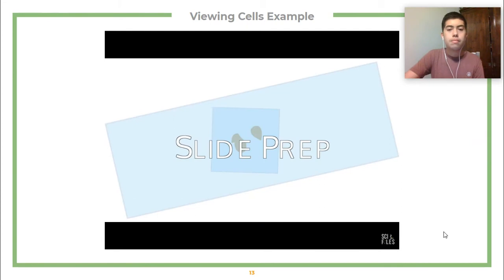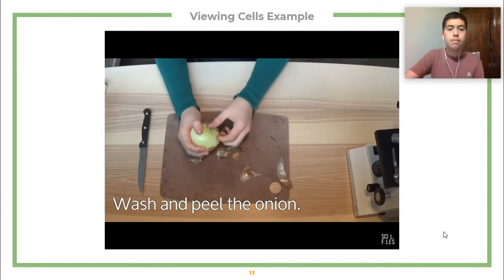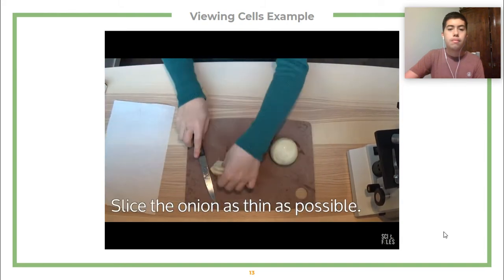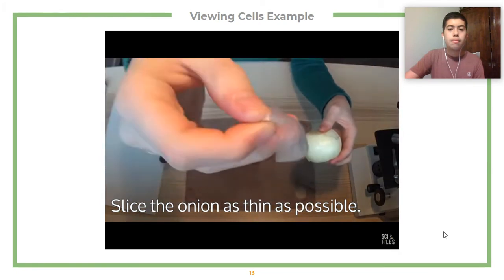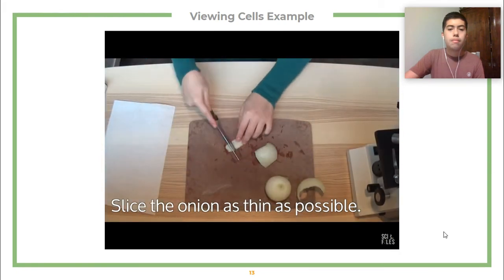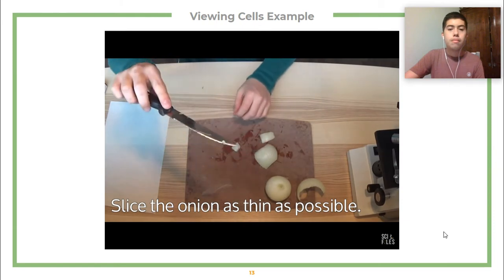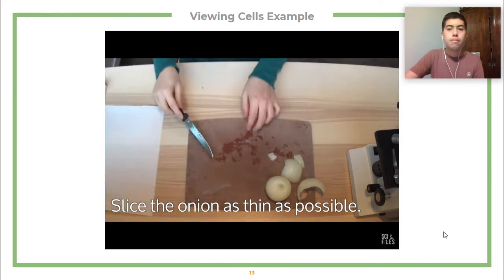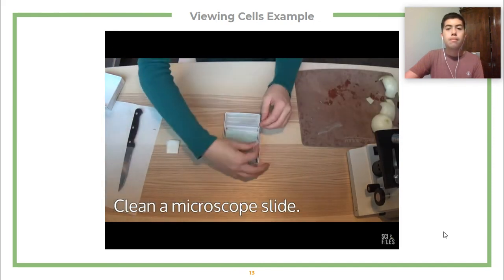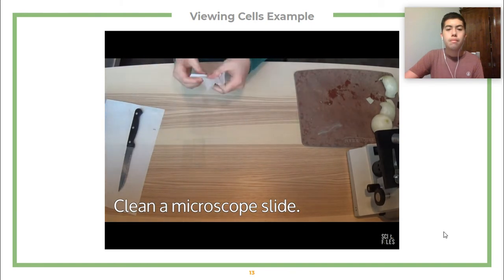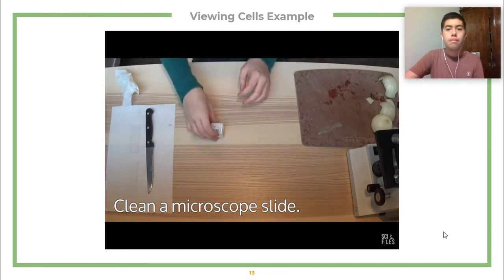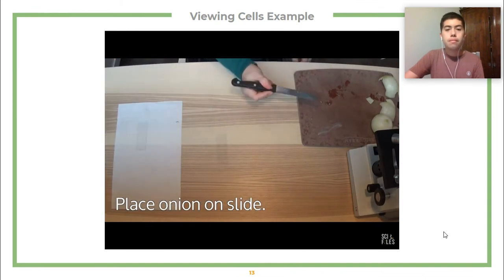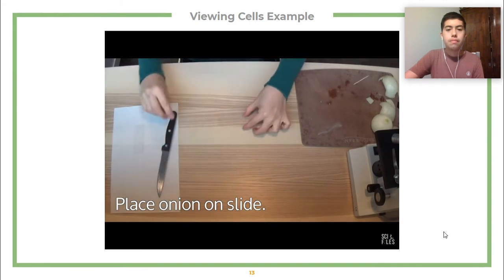Preparing the slides. First, wash and peel the onion. Then, slice the onion as thin as possible. I found that using the thin layer of skin around the onion worked best. Clean your microscope slide with an alcohol wipe. Do the same with a cover slip. Place your pieces of onion onto the slide and reposition them with a toothpick.